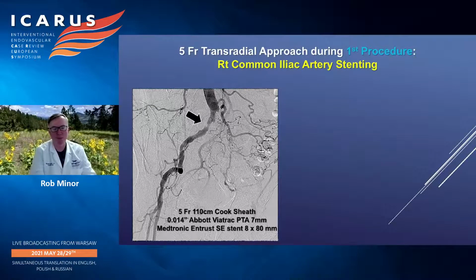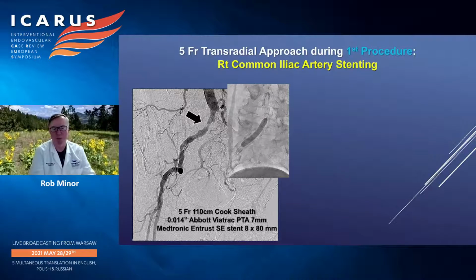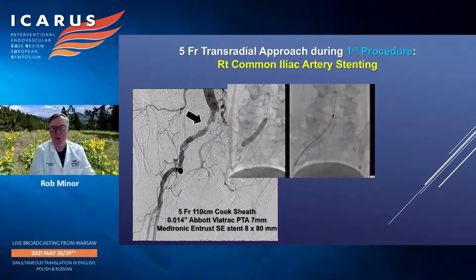In the first procedure, the right iliac artery was also stented during the diagnostic angiogram to facilitate access for the subsequent procedures, using a long Cook sheath with 014 balloon technology and an Entrust self-expanding stent, 8 by 80 millimeters, that does fit through a 5-French sheath. Here's the predilatation with the balloon, the stent deployment from radial access using the 5-French sheath, and after this, the final angiogram following post-dilatation.